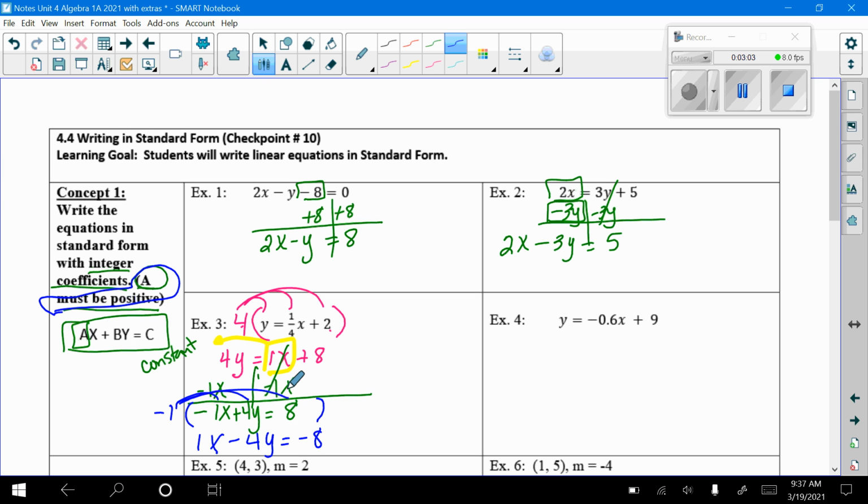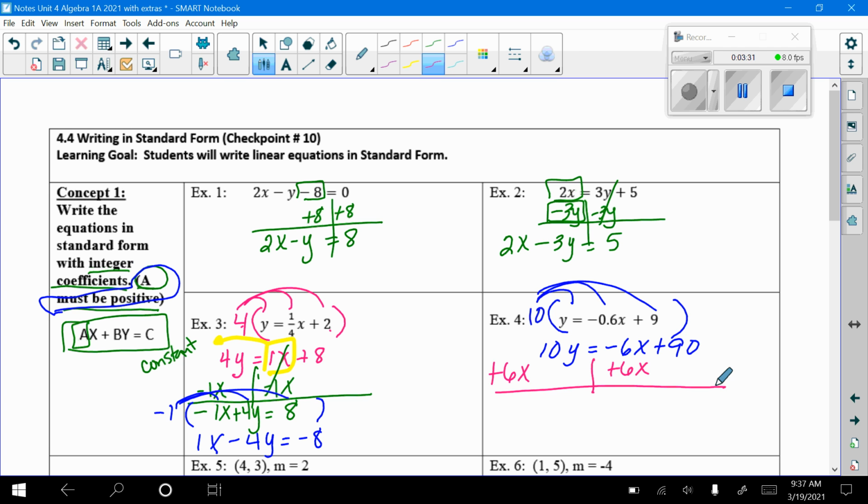All right, this next one, I do have a 0.6, so I'm going to multiply this thing by the point, so that's tenths. So if I multiply this by 10, it's going to give me 10y equals negative 6x plus 90, because I multiply everything by 10. Now I can move my x across the equal sign. So I'm going to add 6x, add 6x. So I have 6x plus 10y equals 90.